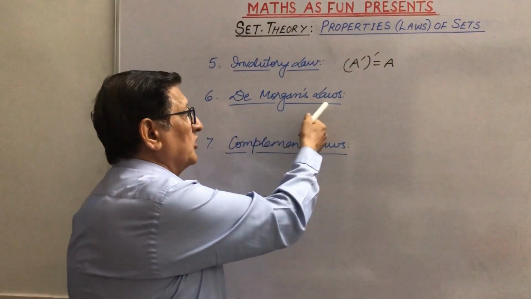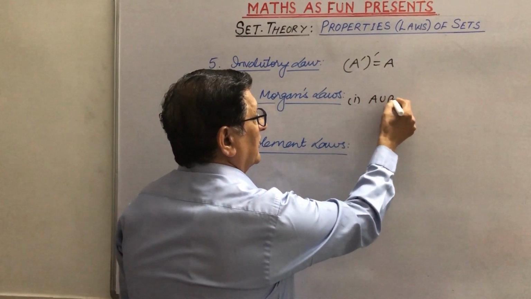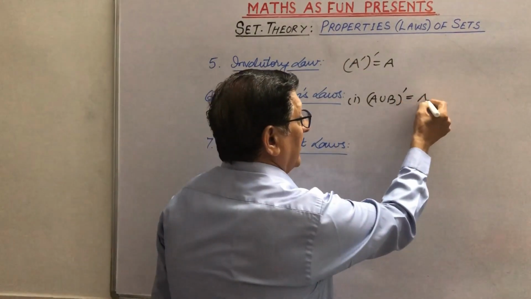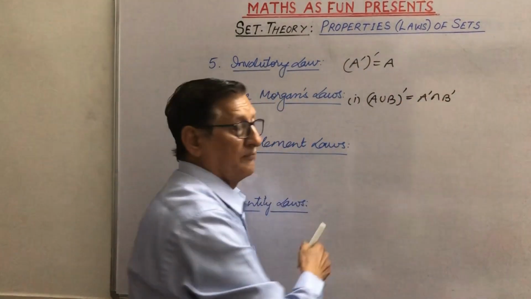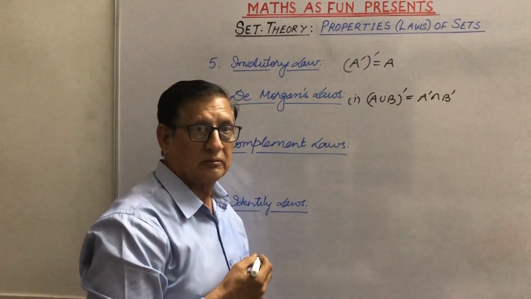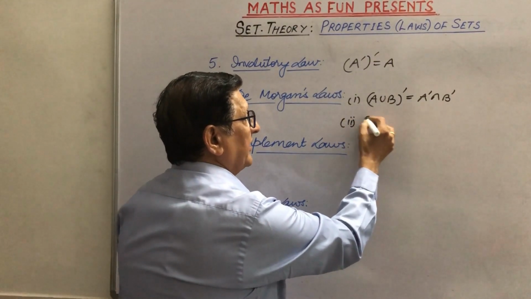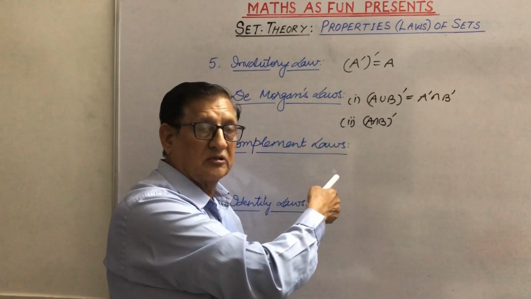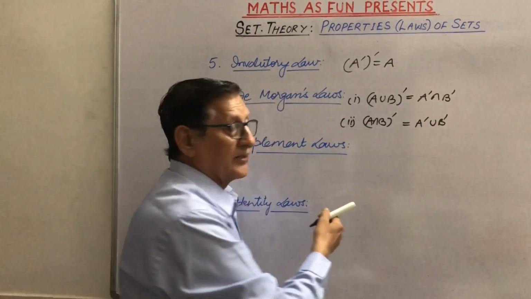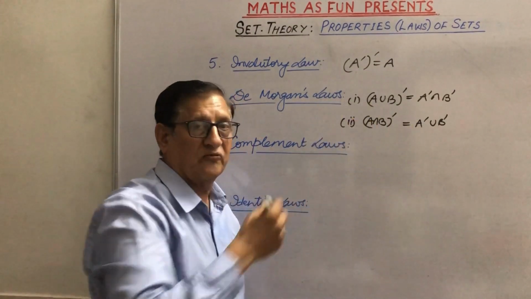Next is De Morgan's laws. There are also two. Number one is (A union B) dash, complement of A union B, is equal to A dash intersection B dash. That is intersection of complement of A and complement of B. The second one in this is (A intersection B) dash, complement of A intersection B, is equal to A dash union B dash, that is equal to the union of the complements of A and complement of B.